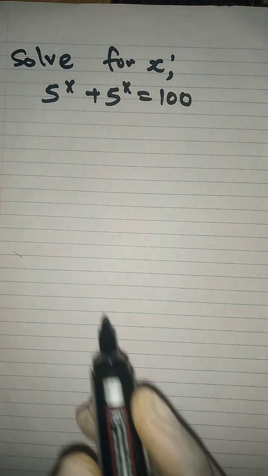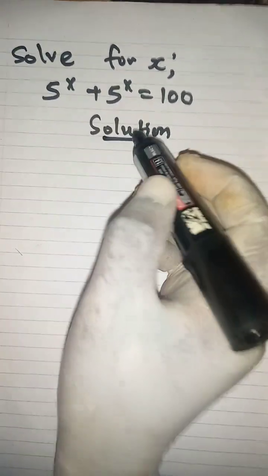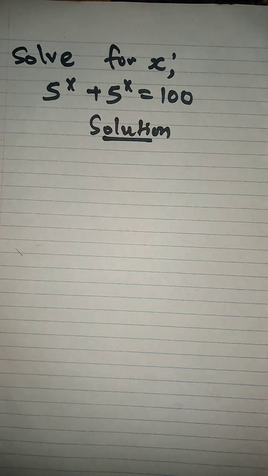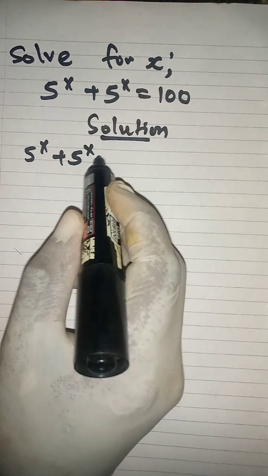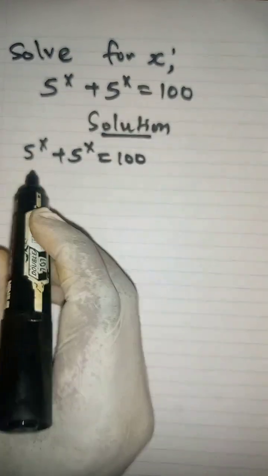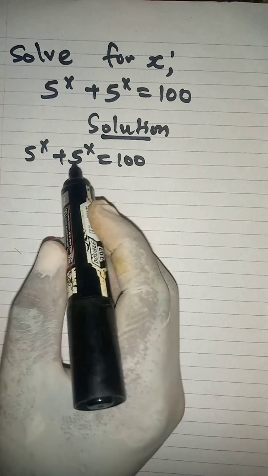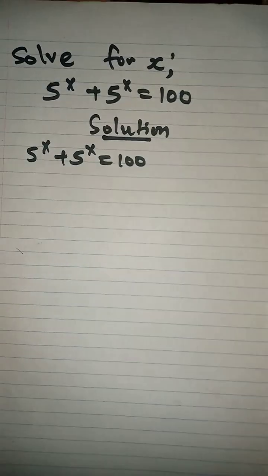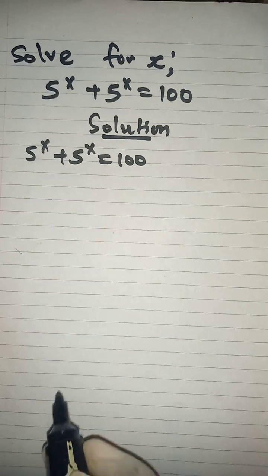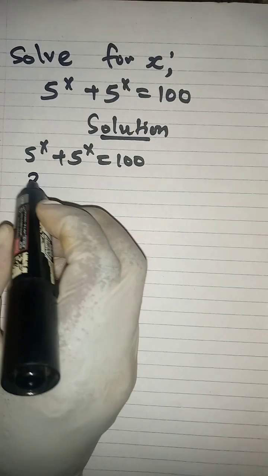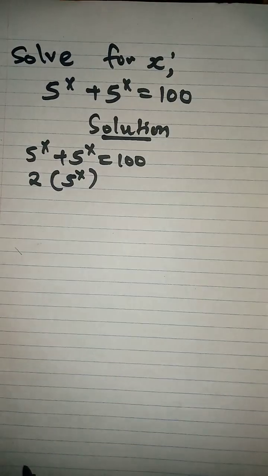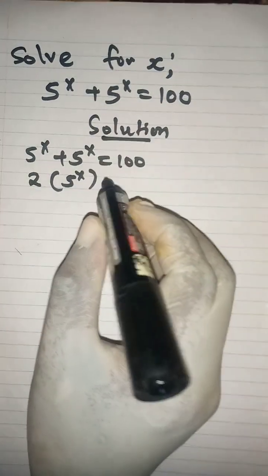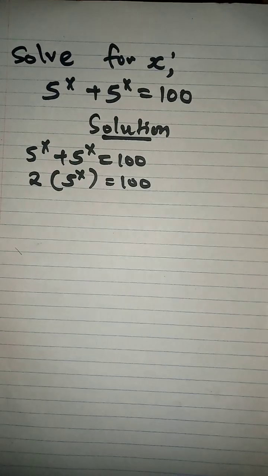So straight away, let us dive into the equation and find the solution. I'm being told that 5 raised to x plus 5 raised to x is equal to 100. I'm going to treat 5 raised to x as a common term, which is similar. So when you add 5 raised to x plus 5 raised to x, of course, you're going to get 2 times 5 raised to x. Of course, they are similar. So it is 2 times 5 raised to x is equal to 100.